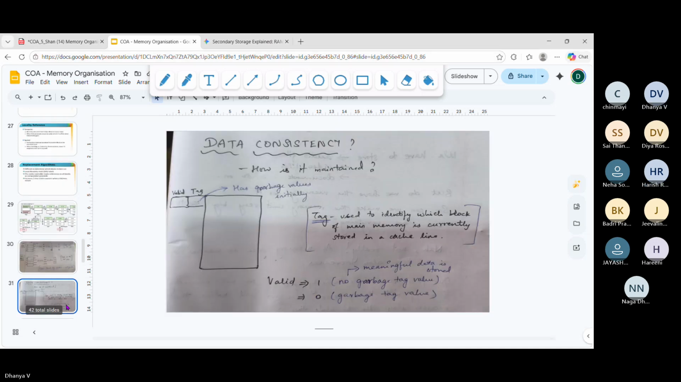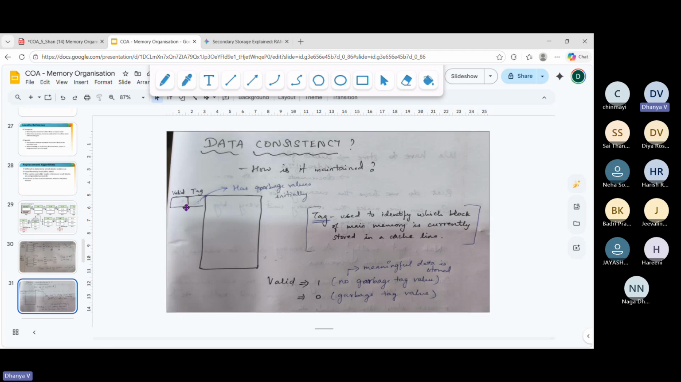Okay. So your cache tends to have garbage value initially. How do you ensure whether that is a real value or some random garbage value? So we have something called a tag. This tag is used to identify which block of the main memory is currently stored in the cache line. That's what we discussed all this while.